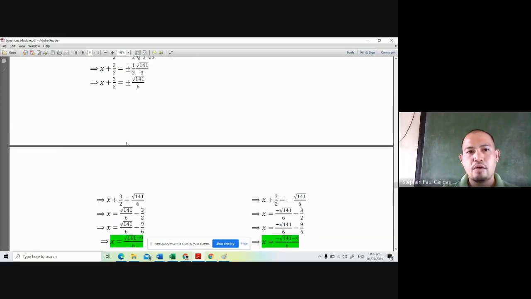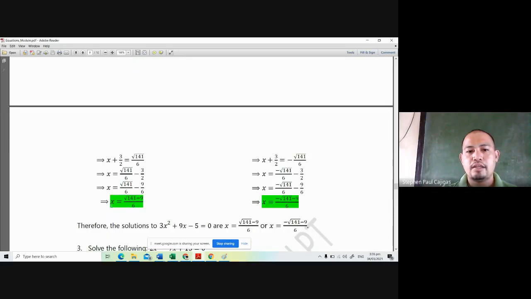And then we follow, so plus minus, tapos minus 3 over 2, and then plus 3 over 2. I mean minus, we get the positive square root, and then the negative of the square root and minus 3 over 2. And then these are the solutions.